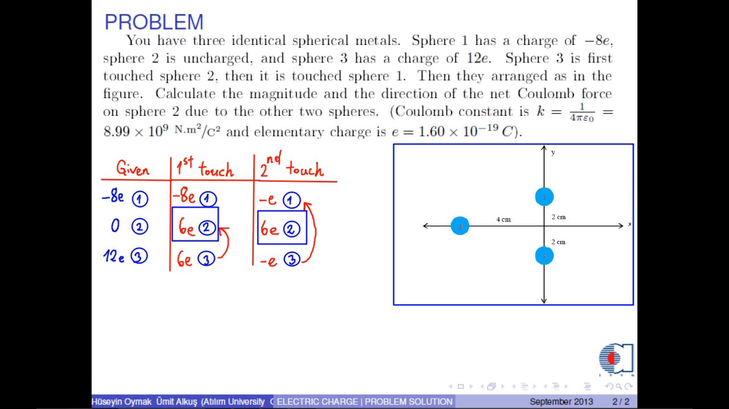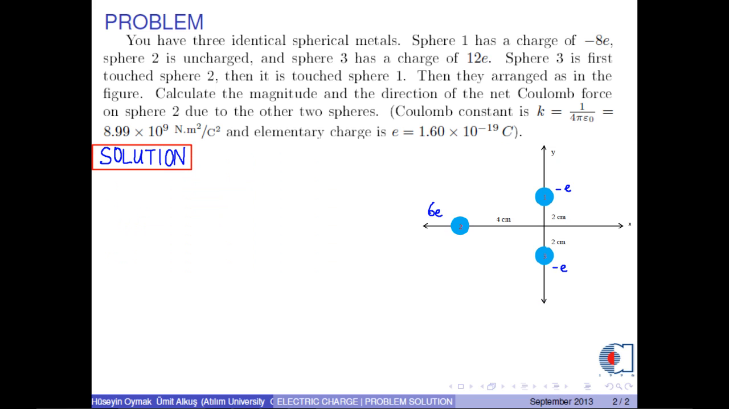Anyway, now let us solve the problem. The Coulomb force on sphere 2 due to sphere 1 is an attractive force. By the same way, the Coulomb force on sphere 2 due to sphere 3 is an attractive force. According to the numerical values and the figure, the magnitudes of these forces are equal.